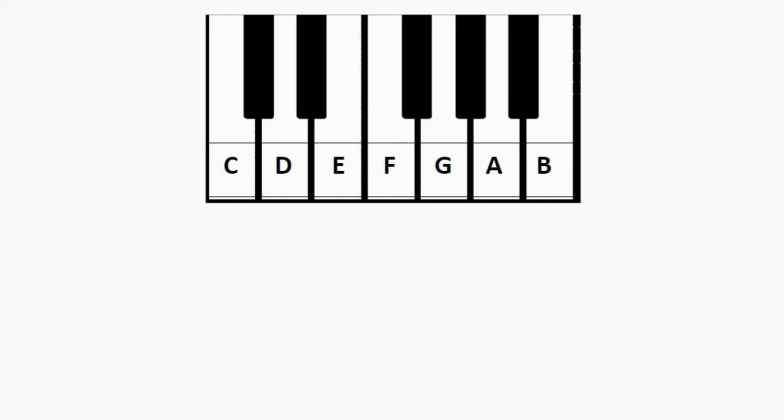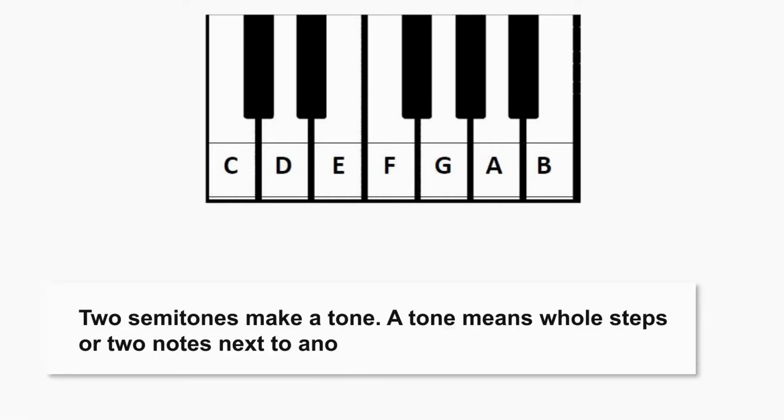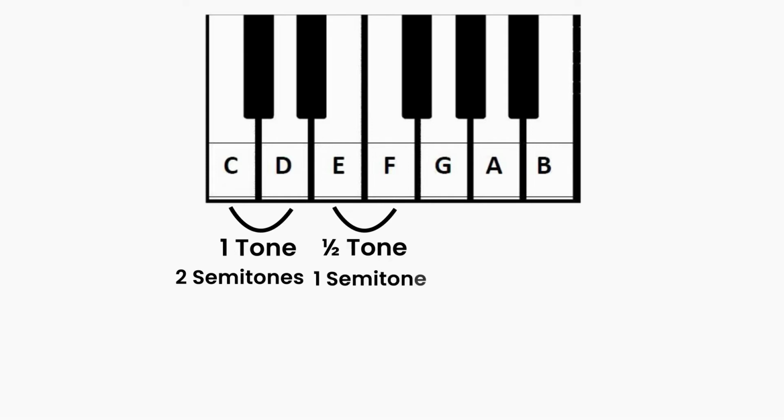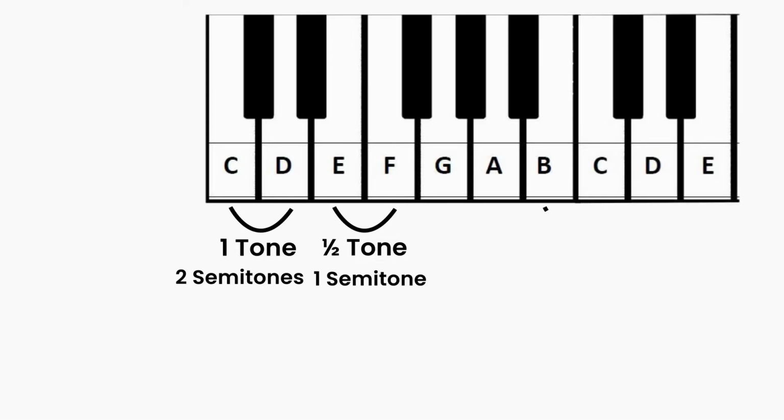In conclusion, 2 semitones make a tone. A tone means two steps, or 2 notes next to one another. C to D is 1 tone, 2 semitones. E to F is a half tone, which is 1 semitone. B to C is a half tone, which is 1 semitone.